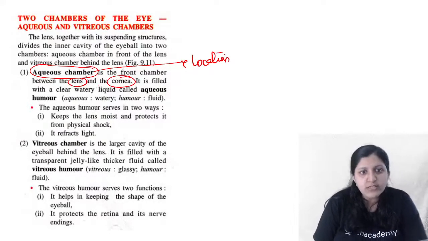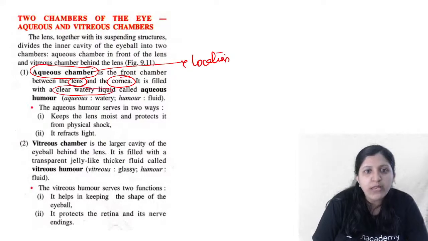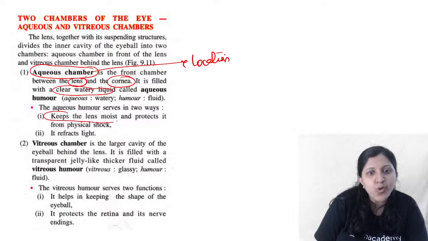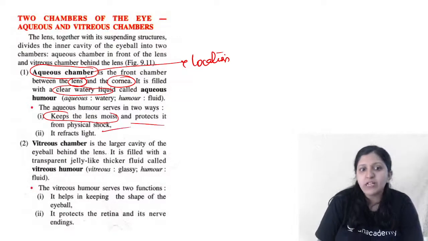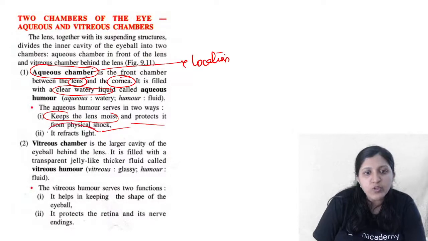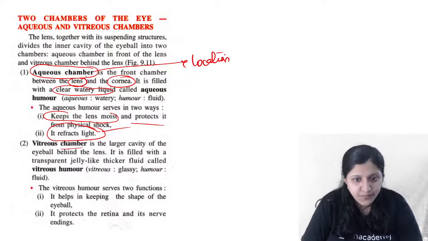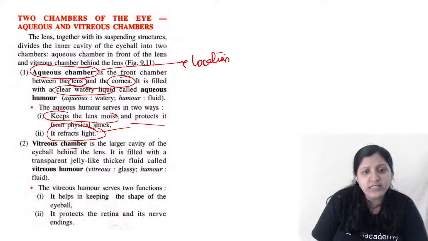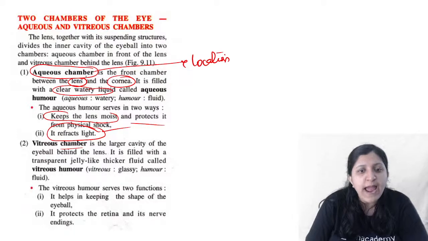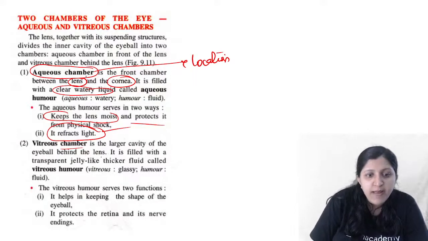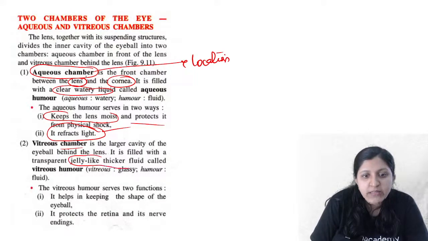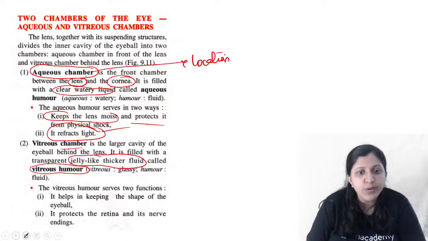This is basically a clear watery liquid. It keeps the lens moist and protects it from physical shock, and also it refracts the light. Then the vitreous chamber is actually the largest cavity of the eyeball, and it is filled with a transparent, jelly-like, thicker fluid called the vitreous humor.